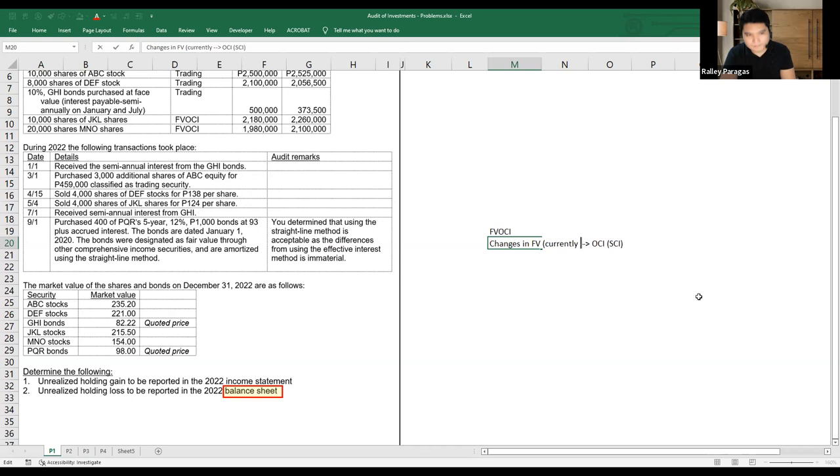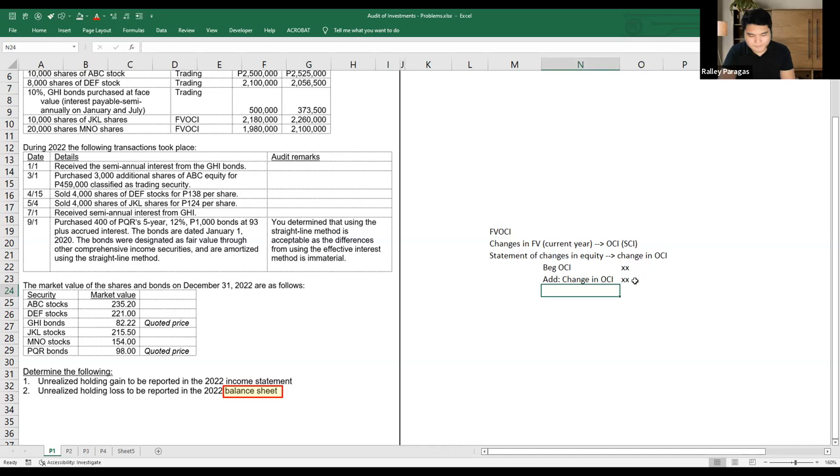And then, pagdating yan sa Statement of Changes in Equity, okay, ipipresent mo yan as a change in OCI. Okay? So, the change in the current year, mapupunta yan sa Statement of Changes in Equity. So, yung Statement of Changes in Equity, hopefully you guys can remember, meron kang beginning equity, or for example, beginning OCI. I-add mo yung change in OCI, which is basically this one, no? And then, makukuha mo yung ending OCI. So, yung ending OCI na to, yan yung eventually mapupunta sa Statement of Financial Position or yung balance sheet mo.